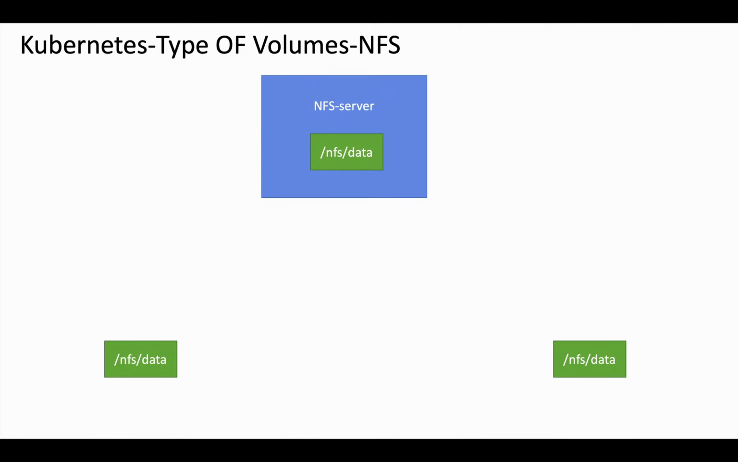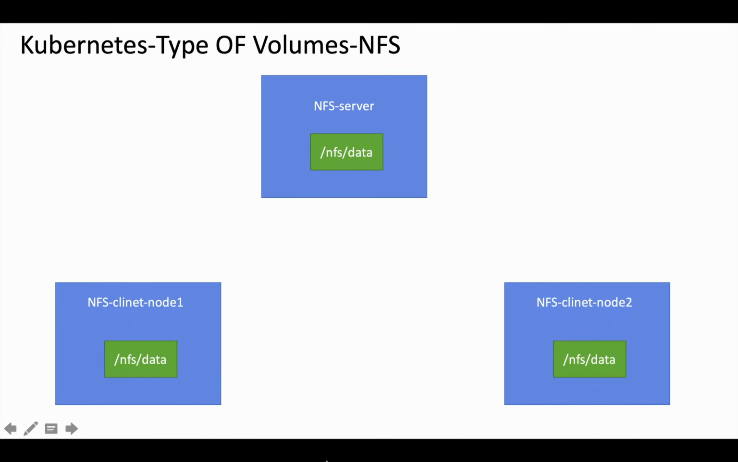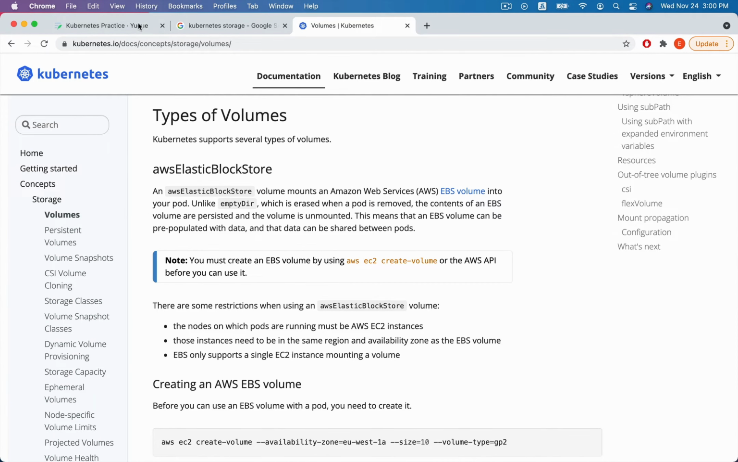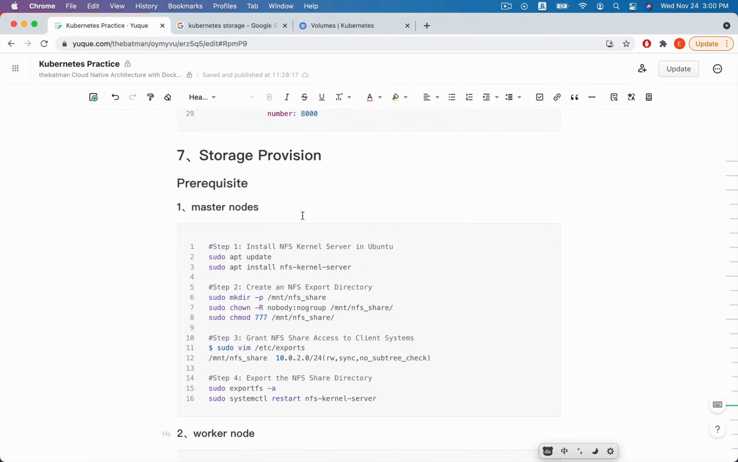So in this NFS setup, we create our NFS server on one node, and the other two nodes act as clients. They share the same file directory, such as the NFS data. All three nodes can share the same file directory. So first, we need to install the NFS server.